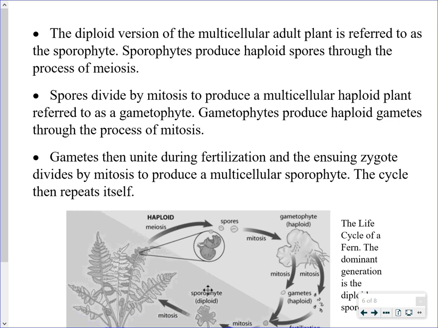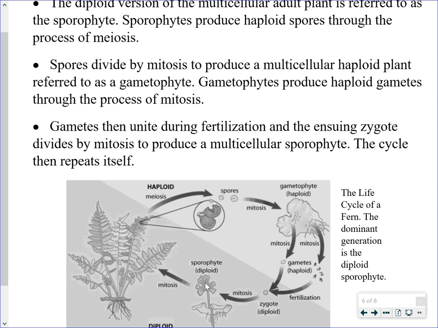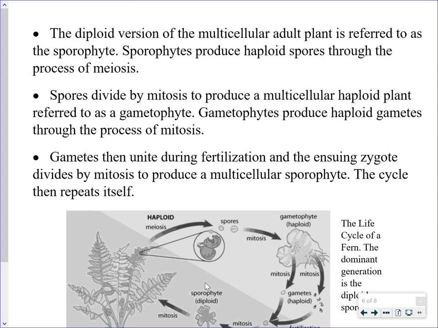So a little bit of language that goes along with this as well before we get to this picture down at the bottom here, which is showing the life cycle for fern. So in this case, the diploid version of a multicellular adult plant is referred to as a sporophyte. So what a sporophyte does is it produces spores, but spores are haploid. So if the adult plants are diploid, and the spores are haploid, that means it is reduction division. So the way that sporophytes form spores is through the process of meiosis.